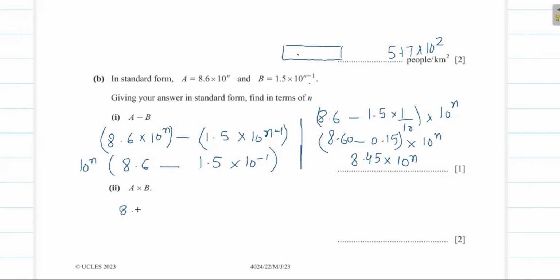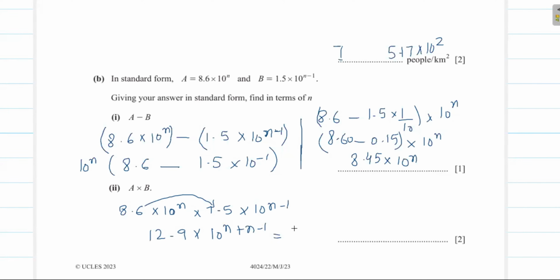Next is the part second. A multiply B, we can write it as 8.6 into 10 power n multiply 1.5 into 10 power n minus 1. We multiply 8.6 into 1.5, we get 12.9 into 10, and the powers will be added: 10 power n plus n minus 1. Now we get 12.9 into 10 power 2n minus 1. And we can write it as 12.9 into 10 power 2n into 10 power minus 1. Now we can write 12.9 divided by 10 into 10 power 2n.